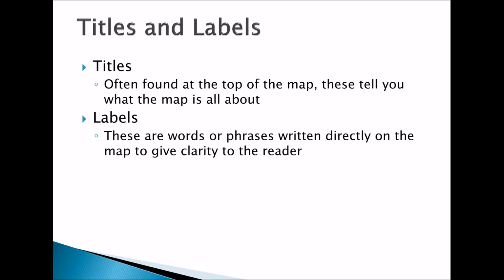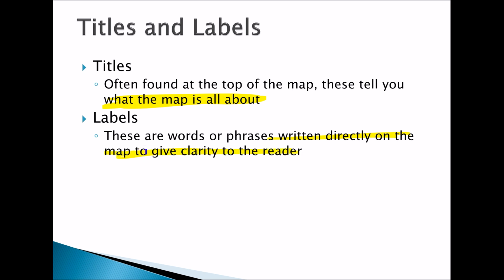Alright, now to the second part of maps, titles or labels. Titles are often found at the top of a map, but not always. They're usually bold and the largest written words on the map. These will tell you what the map is all about. Labels are different. Labels are also words on the map, but these words or phrases are written directly onto the map, and they are meant to give clarity to the reader.